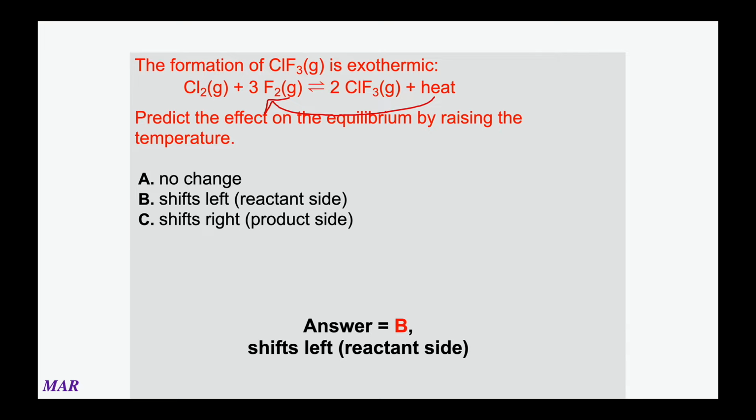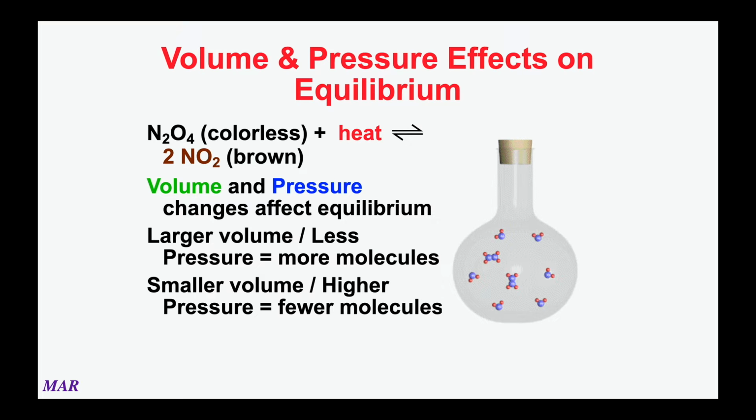So in this reaction, we would say that if you heat it up, the reaction is going to have more reactants and fewer products. It's going to be a shift to the left. So notice that increasing the temperature on the endothermic reaction made more products. Here, increasing the temperature on this exothermic reaction made more reactants. If your system is made of gases, then you will see effects of volume and pressure as you change things around as well. Larger volume and less pressure will happen with more molecules. On the other hand, smaller volume, higher pressure will make the side with fewer molecules.